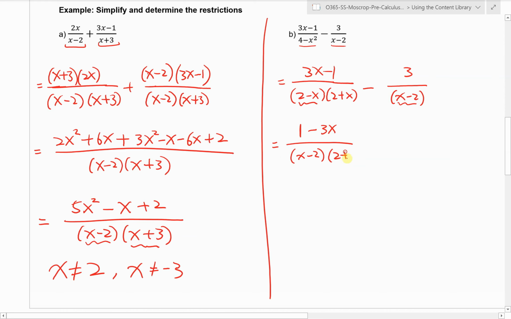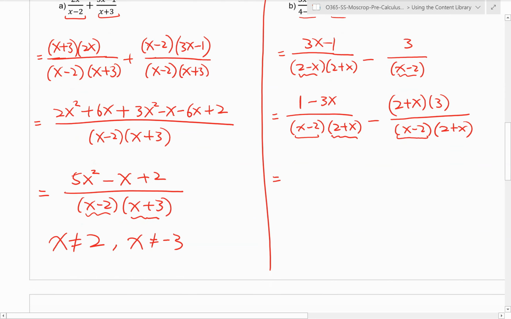And I still have the 2 plus x. Now, if you want a common denominator, since this has x minus 2 already, we also have x minus 2 here. But what we are missing here is this 2 plus x. So what I need is to multiply this side by 2 plus x. Or you can write it as x plus 2 as well, right? It's your preference, doesn't matter. I usually write it as x plus 2, as you should as well.